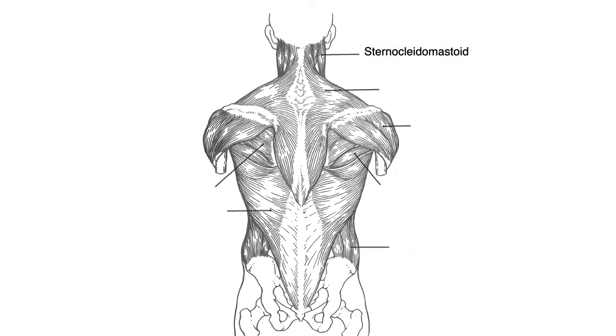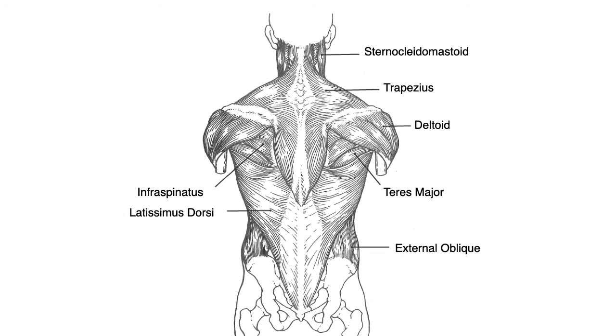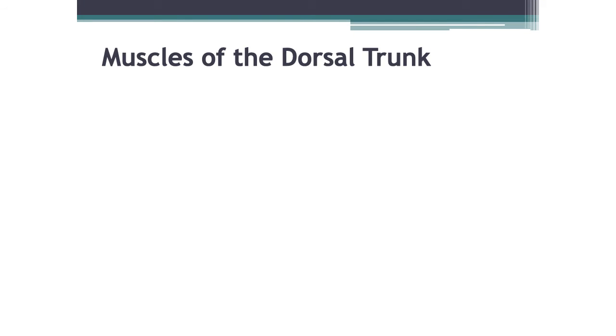Here are the muscles of the back. We see a lot of these the same. We see the lat muscles, obliques, deltoids, trap muscles, all these things that you've heard before.